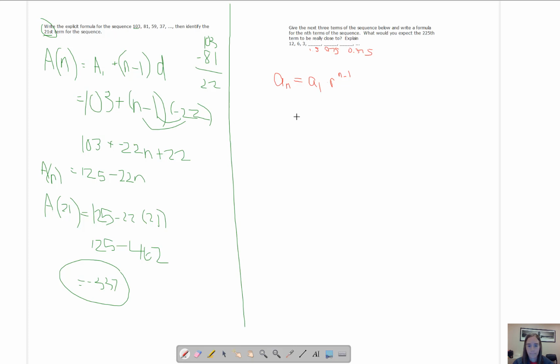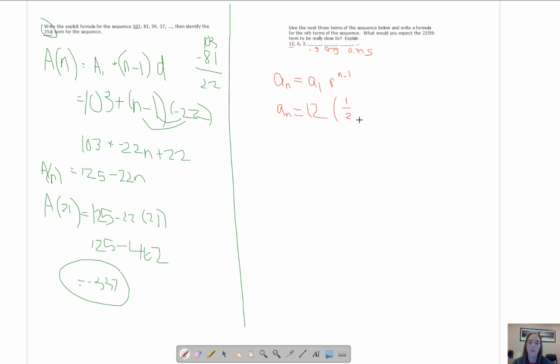Okay, so to find the formula, your first term is 12. So you're going to say 12, times, and you can do times either with the dot or with the parentheses. I'm going to go ahead and use the parentheses. So we're multiplying it by our common ratio. You're dividing by 2, so you have to think of it as multiplying by what? We're dividing by 2, so we're multiplying by 1/2.